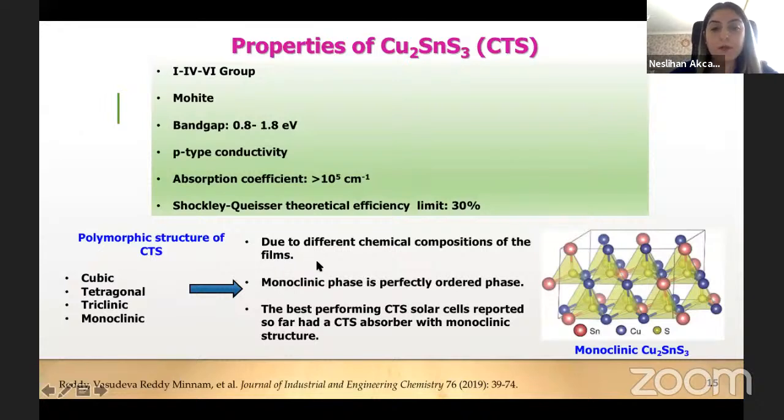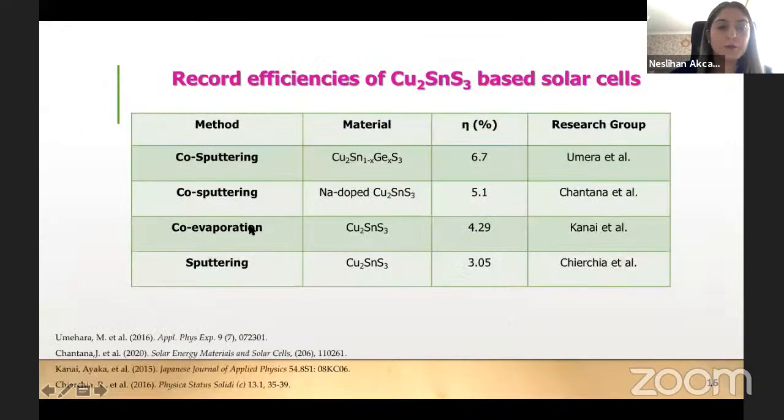This originates from the chemical composition of the material. Among these structures, monoclinic phase is a perfectly ordered phase, as you see in the figure, and the best performing CTS solar cells reported so far had a CTS absorber with monoclinic structure. So here I would like to show the maximum efficiency values obtained from CTS-based solar cells.